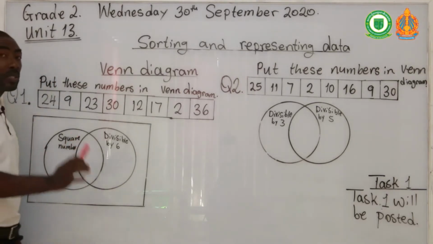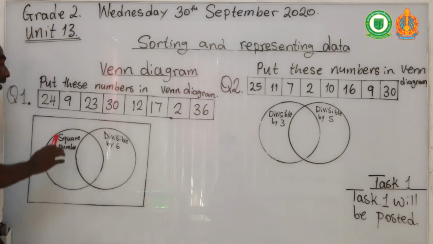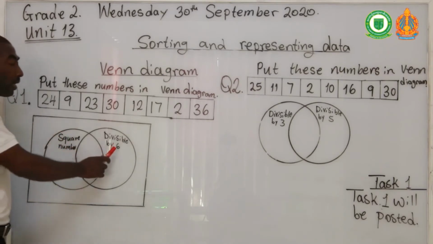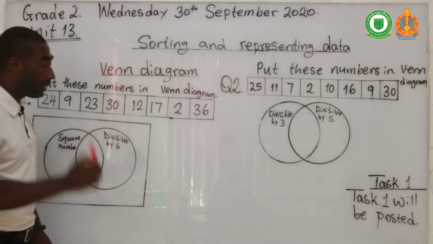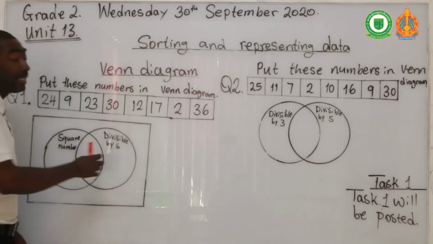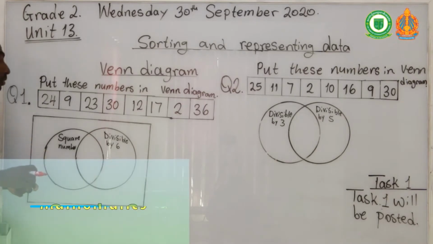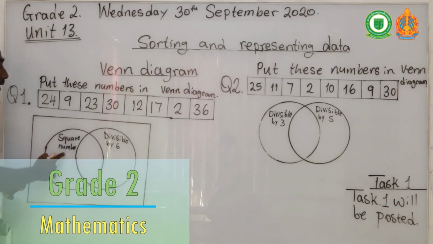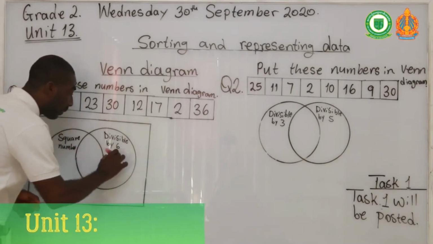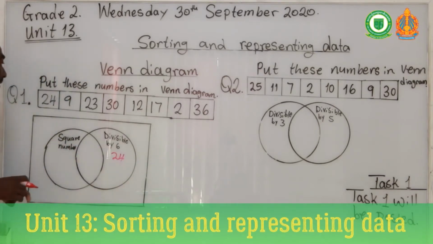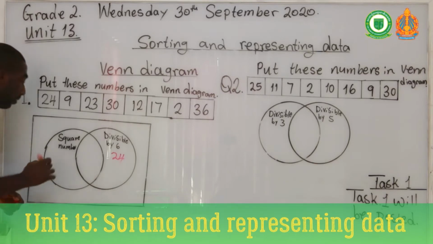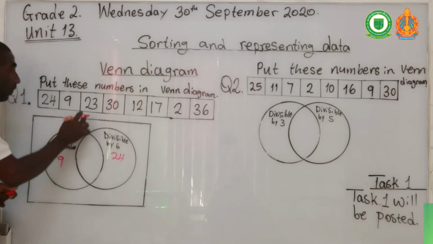That means those numbers do not fall into the category of a square, or being divisible by 6. So those ones come outside your circle. So 24, is it a square or divisible by 6? So 24 is a number divisible by 6. 9 is a square, so we put 9 here.